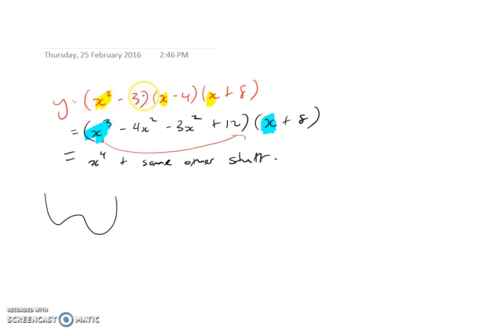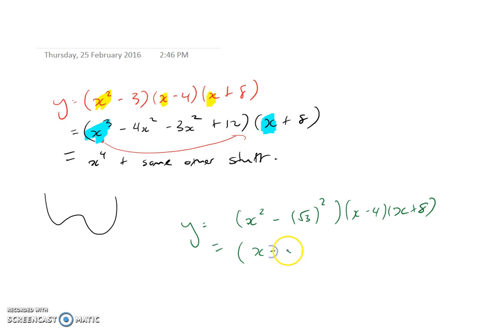And you'll notice that I could factorize a bit further. This one here, x squared minus 3, could be factorized using the difference of perfect squares. If I force 3 to be root 3 squared, then I've got a difference of perfect squares there, and we get x minus root 3 times x plus root 3.